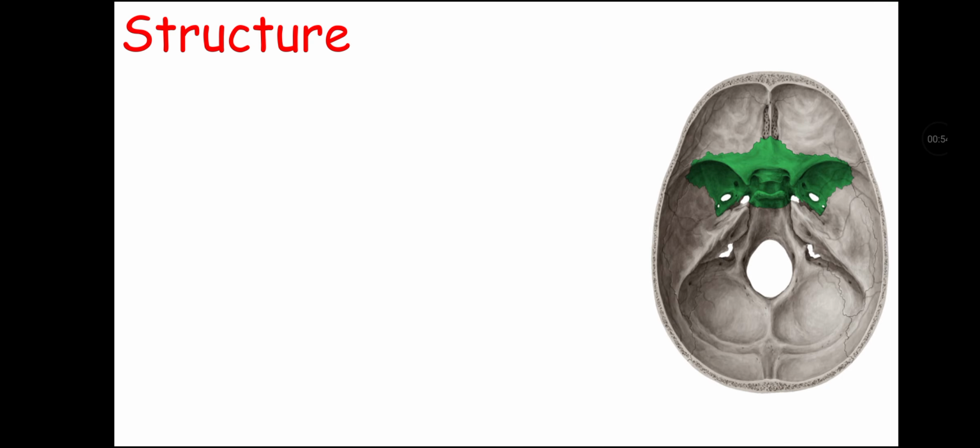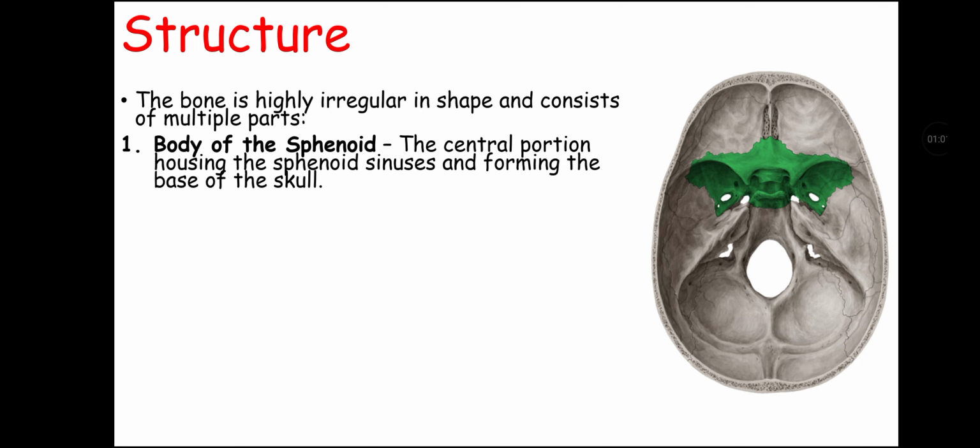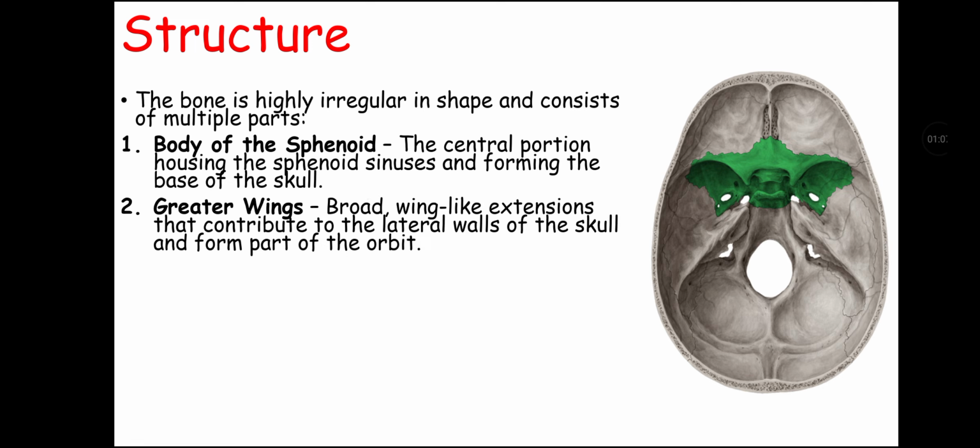Now let's talk about the structure of the sphenoid bone. The bone is highly irregular in shape and consists of multiple parts that include the body of the sphenoid. That is the central portion housing the sphenoid sinuses and forming the base of the skull. The other parts are the greater wings, which are broad wing-like extensions that contribute to the lateral wall of the skull and form part of the orbit.